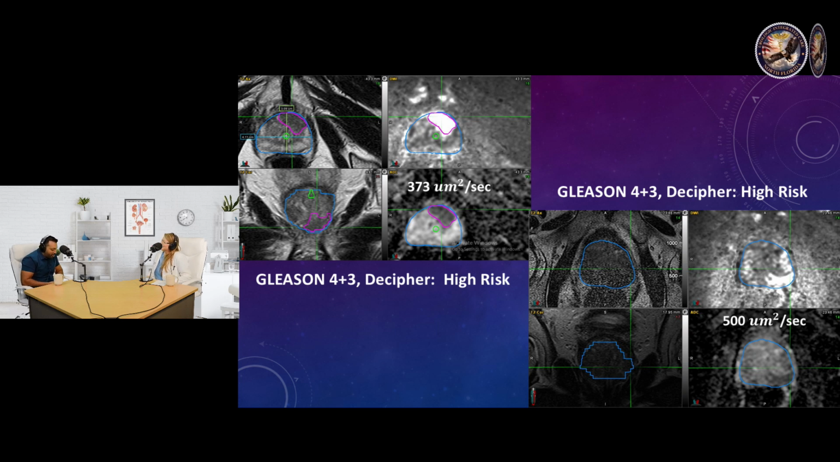So just so people understand how MRIs work, MRIs work off the same bandwidth. It's frequency, energy, electromagnetic waves, magnetism. They're all kind of the same thing.